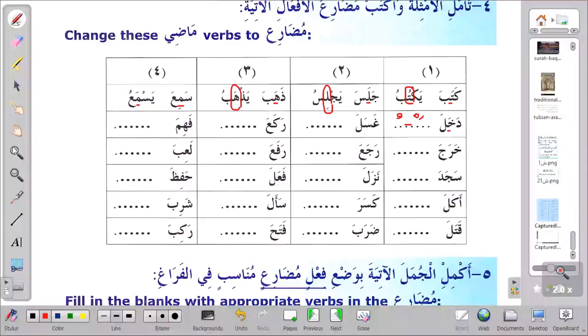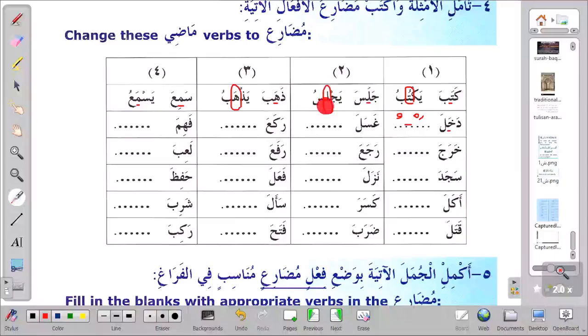So we'll see something. Here the same thing. Dakhala. It will now be, the ya will come here: yad. Then here, because we are looking at the dhamma pattern, yadkhulu. But it could have been yadkhalu or yadkhilu. But yadkhulu. Kharaja yakhruju. Sajada yasjudu. We are looking at dhamma pattern. Akala yakulu. Qatala yaktulu.